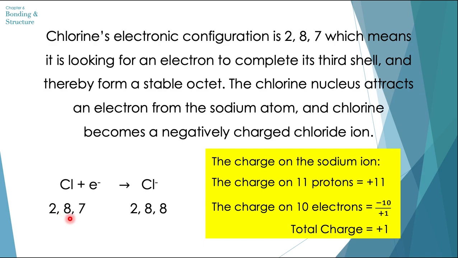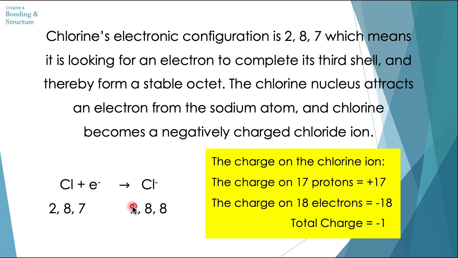So the chlorine nucleus attracts an electron from the sodium atom and chlorine becomes a negatively charged chloride ion because it gained 1 electron, which means that the negative charge on the chlorine became more than the positive charge. So the charge on 17 protons was plus 17, the charge on 18 electrons is minus 18, which is more than the charge on 17 protons because the negative charge is 1 charge more than the positive charge. So the total charge is minus 1. In simple words, it gained an electron, it gained a negatively charged particle, which made it become negatively charged. If atoms lose a negatively charged particle, they would become a positively charged ion.